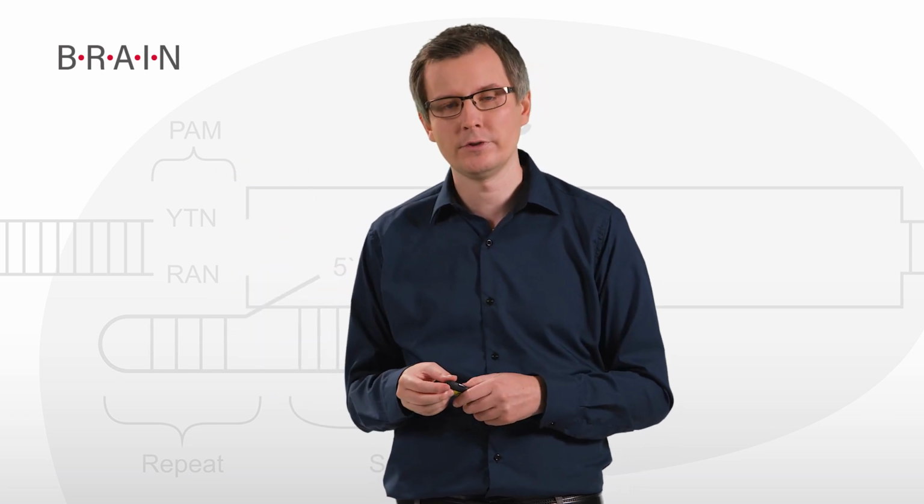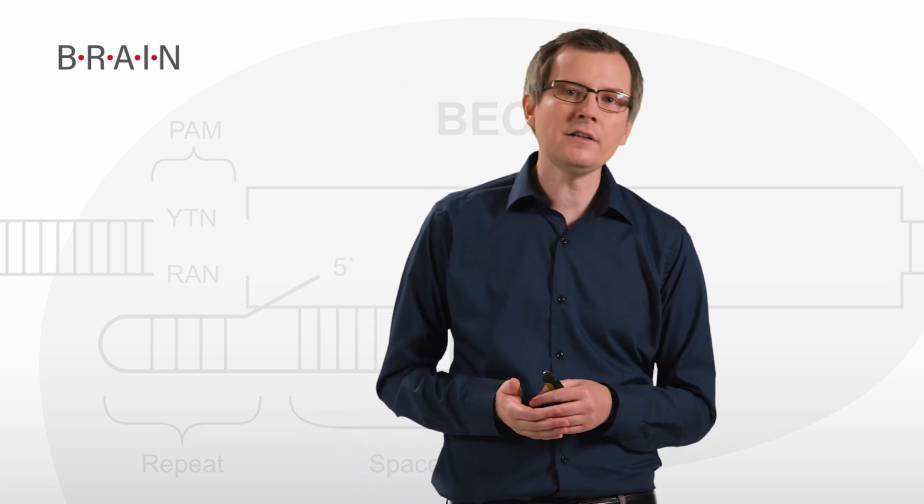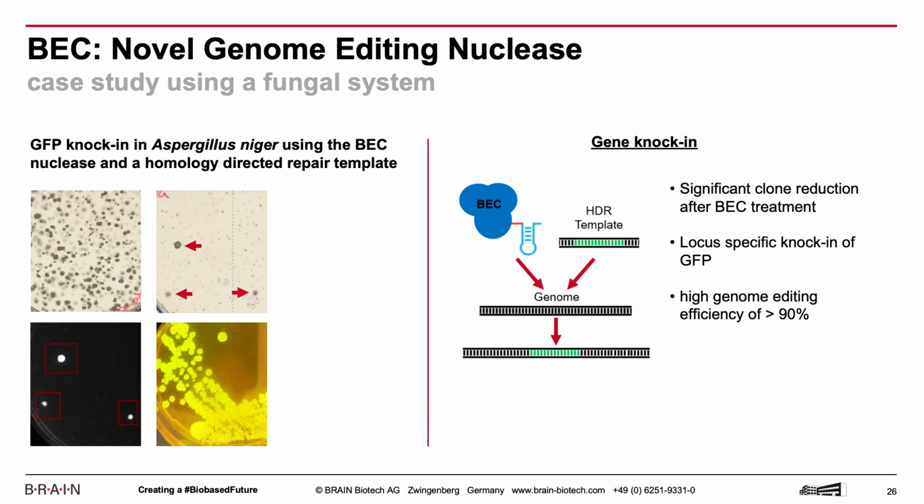and our BEC protein. For the second example, I would like to show you a different strain, which is an Aspergillus niger strain. This is a higher fungal system, which is also a strain that is used in a lot of biotech applications, for example, for protein and enzyme production. And what we did here is that we knocked in a gene. And for this, we also used a special gene. The gene is called GFP, which stands for green fluorescent protein.